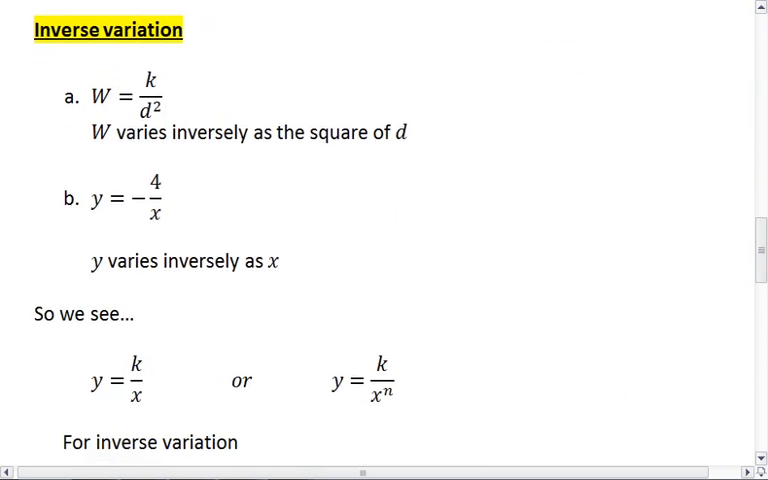Next, we're going to look at inverse variation. In part A, we see w equals k over d squared. What this means is that w varies inversely as the square of d. So as d gets larger, w actually gets smaller based on the constant of proportionality k. Or as d gets smaller, w gets larger.